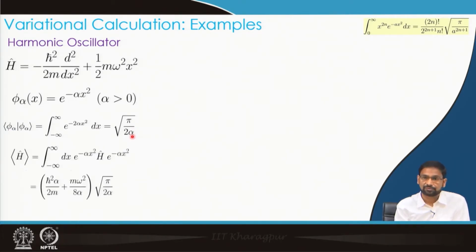The second step of the variational principle is obtaining this energy integral, the expectation value corresponding to the Hamiltonian operator.